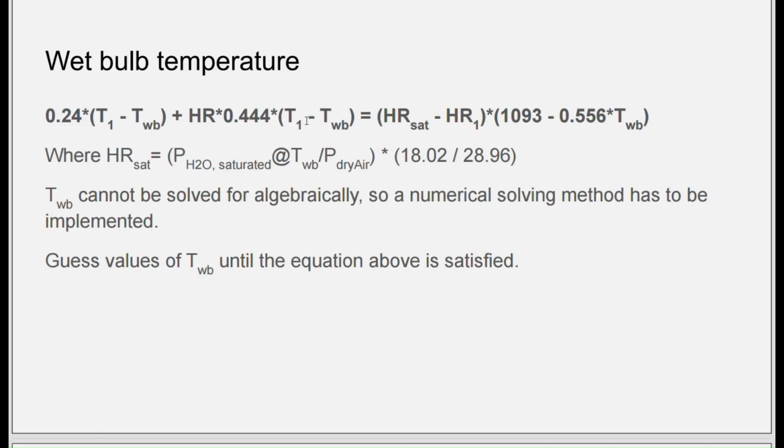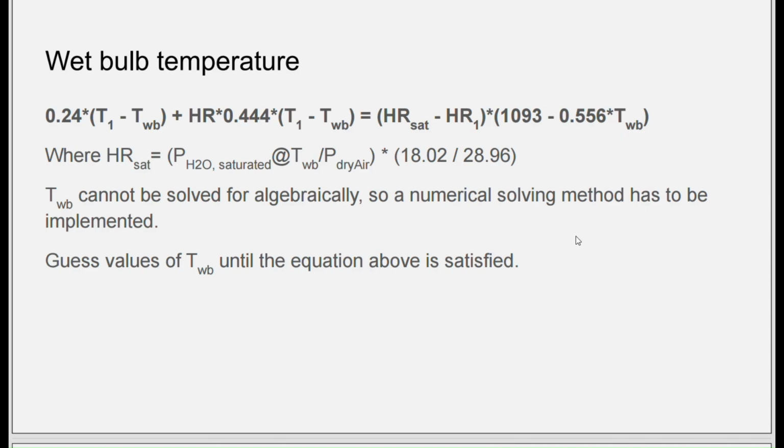We're going to take those two equations that we just wrote and set them equal to each other. And remember from earlier, we've talked about saturated humidity ratio. That is going to be your saturated vapor pressure as a function of your wet bulb temperature divided by the pressure of dry air times your molar mass ratio. This is an equation that we looked at earlier, so we can just substitute this whole term in for HR sat. And when you do that, what you'll find is you've got one equation with one unknown, which is your T wet bulb. That's what you're trying to solve for.